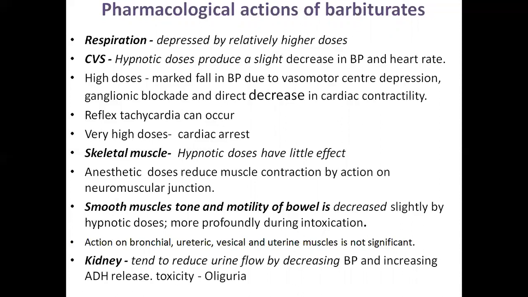As a hypnotic, it will just produce a slight decrease in BP and heart rate. Coming to the skeletal muscles, hypnotic doses have little effect on skeletal muscle. Anesthetic doses will reduce muscle contraction by action on the neuromuscular junction. Coming to the smooth muscle, they decrease smooth muscle tone and motility. On the bronchial, ureteric, vesical and uterine muscles, the action is not significant. In the kidney, they tend to reduce urine flow by decreasing blood pressure and increasing ADH release. So in toxicity, oliguria can occur.